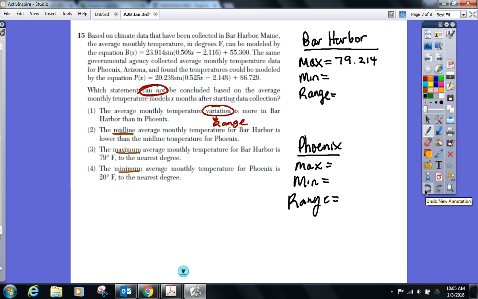So originally it was negative, and then I shifted it up 55.3 units. And where's my new min? 31.386, for a range of what values? Between the max and the min. What's my range? 47.828. Yep. Quickly on your own, go ahead. Phoenix: max, min, and range, using the new equation.